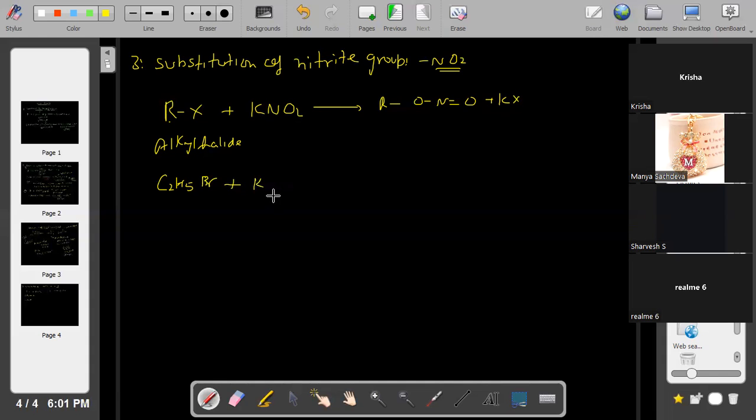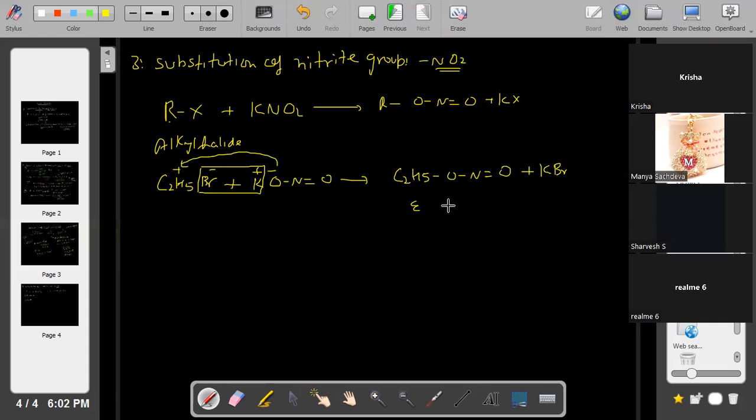I am going to open this: K, O and O, in this way, you have to write it. Potassium here is positive, and the oxygen is negative. So KBr moves out, and this will come to this. You will get C2H5ONO plus KBr. The name is ethyl nitrite.